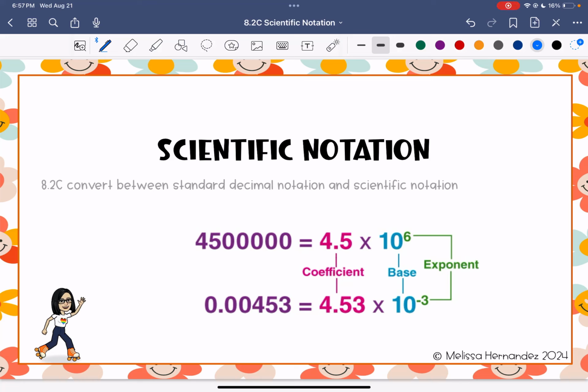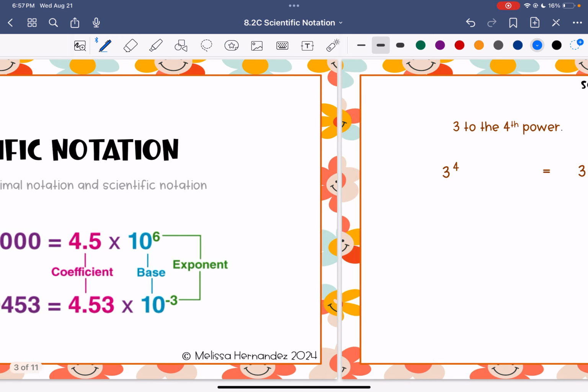In today's video, we're going to learn about scientific notation, and it comes directly from TEK 8.2c. It's introduced in 8th grade. All right, let's get started.